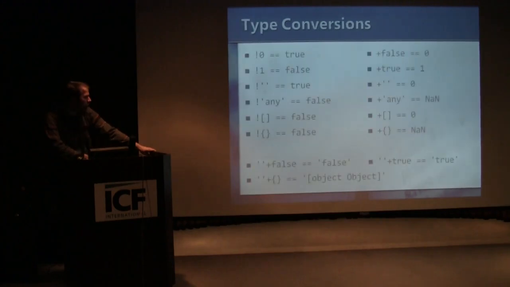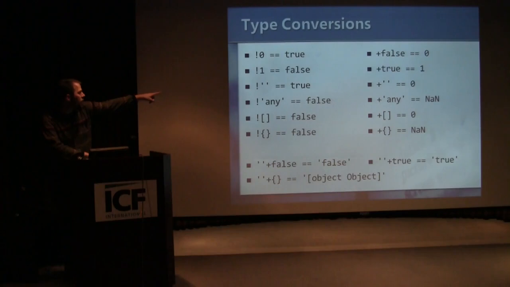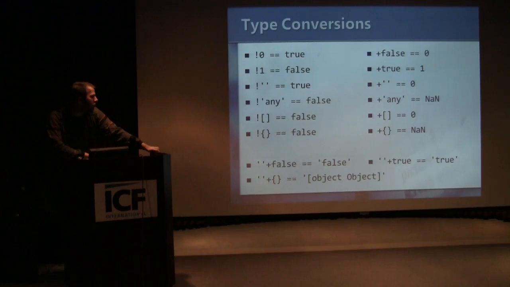So this is just kind of a reference slide, an example of some of the different type conversions that happen. And you can see right away some of these, like the not empty string is true, no letters or numbers there, plus brackets plus array is 0. So there are some ways you can get some basic values just by using some of these empty primitive types.